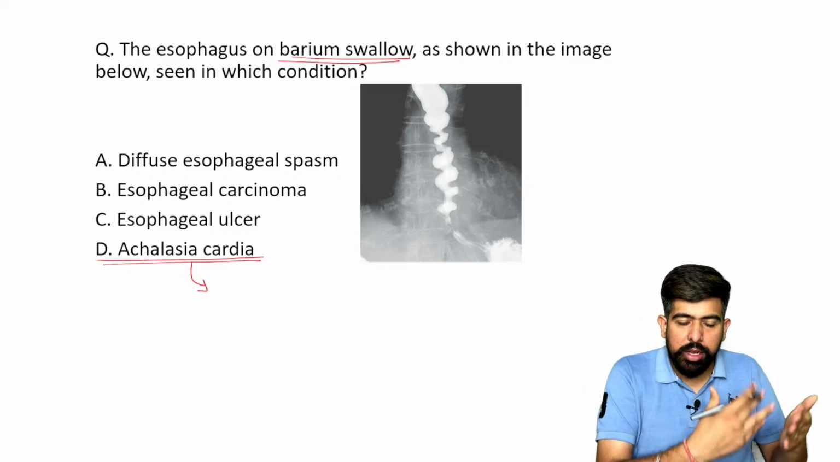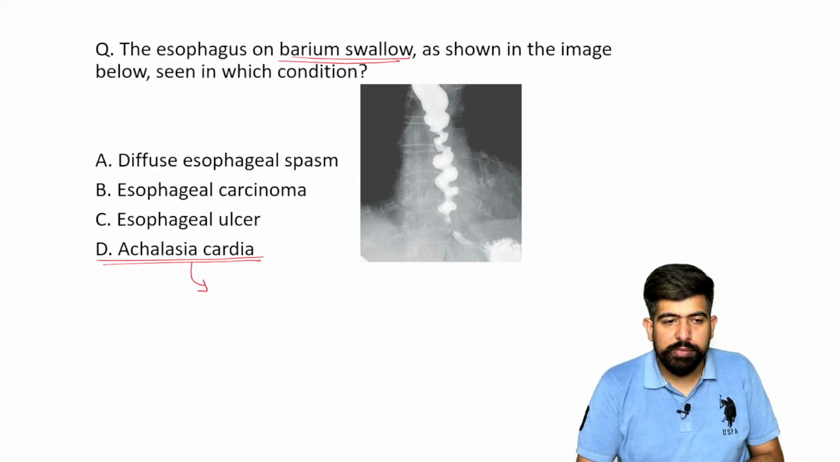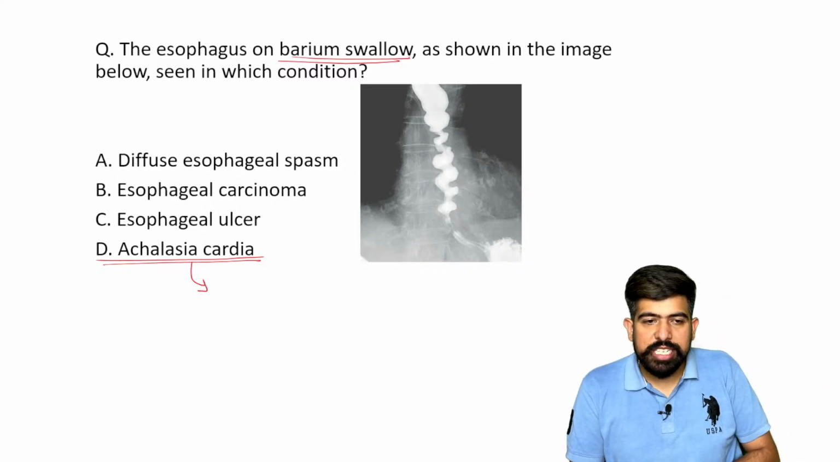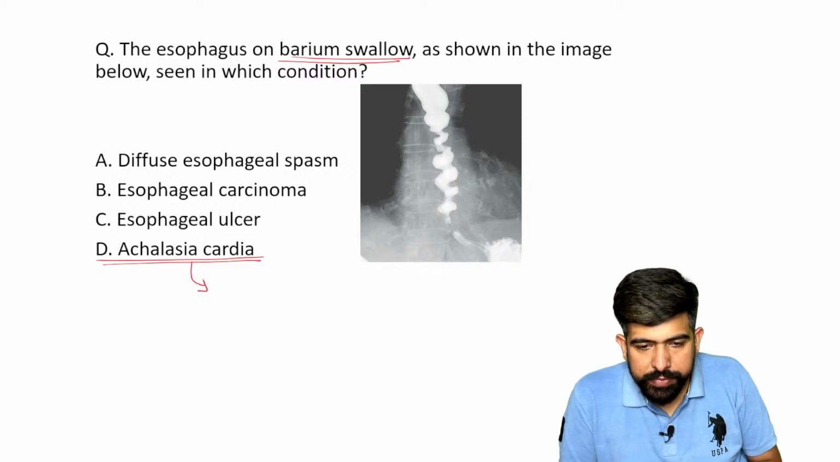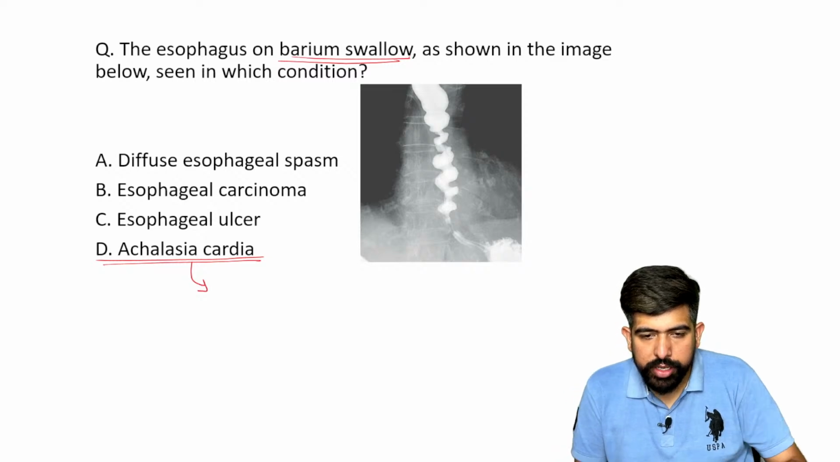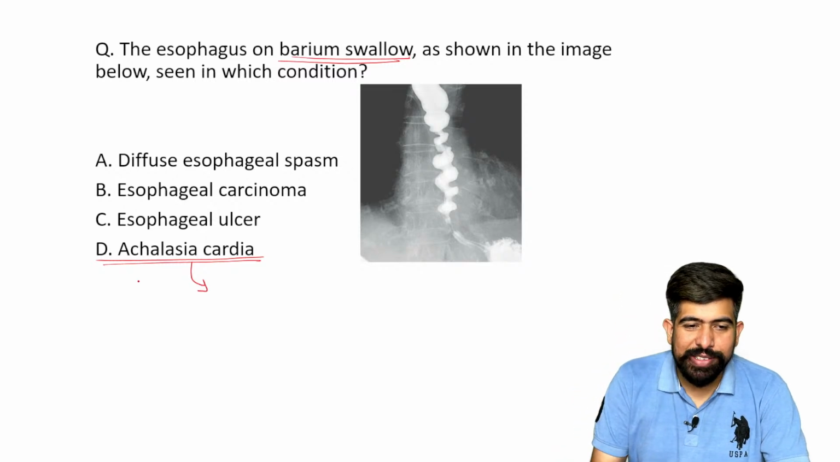We talked about it in the previous images. I hope you remember about it. Tell me fast, in achalasia cardia which sign will be seen? Very good. Bird beak appearance. Very good.